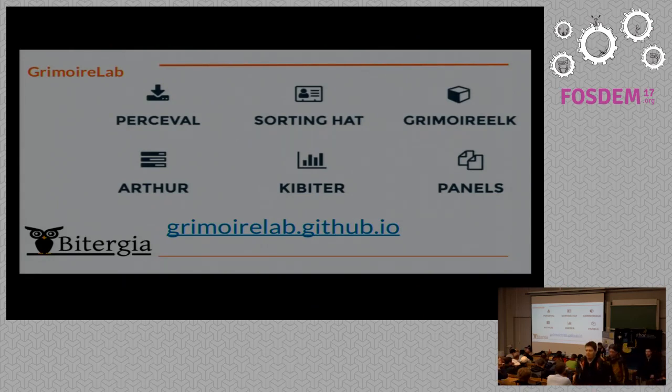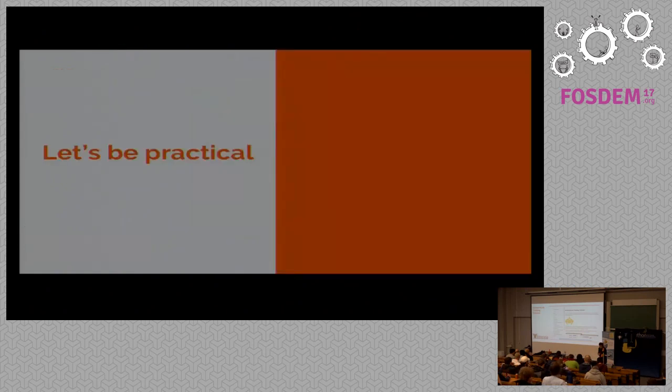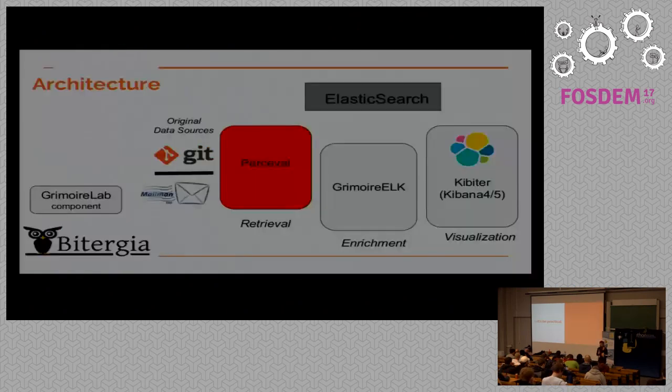So all of them, as I said, except for Kibir, are written in Python, and in fact, are Python modules that can be used directly from a Python script. This is the tutorial that we are preparing. You have the link down here, and it is for trying to use everything in the GrimoireLab toolset. It's still work in progress, but have a look at it, and that's where you can find some more details that I'm not going to have time now to talk about.